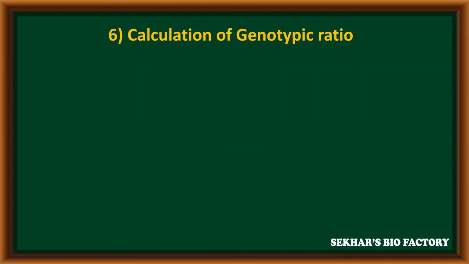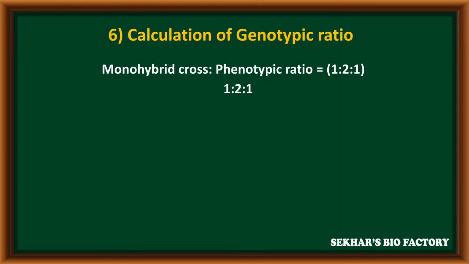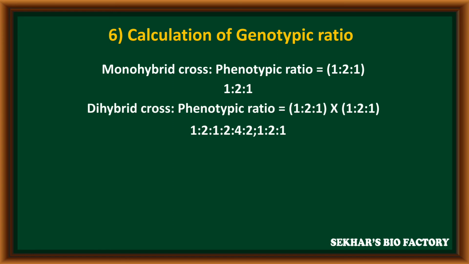The sixth formula is calculation of genotypic ratio. In monohybrid cross experiment, the genotypic ratio of F2 generation is equal to 1 is to 2 is to 1. In dihybrid cross experiment, to calculate the genotypic ratio, the formula is 1 is to 2 is to 1 power square, is equal to 1 is to 2 is to 1 into 1 is to 2 is to 1. So totally it becomes 1 is to 2 is to 1, 2 is to 4 is to 2, 1 is to 2 is to 1. It is the genotypic ratio of dihybrid cross experiment.